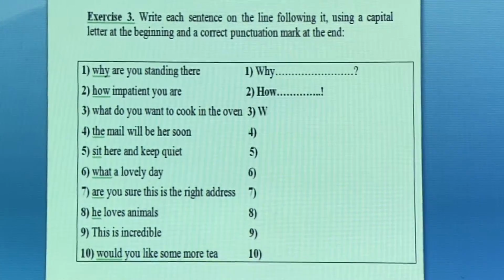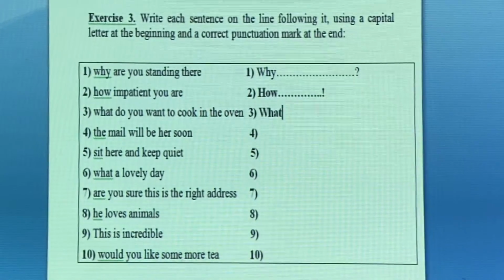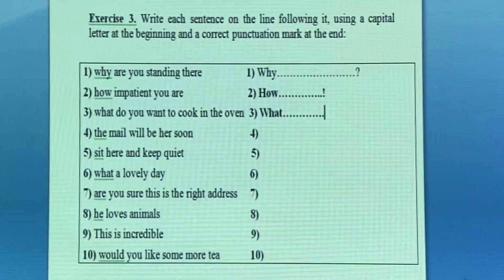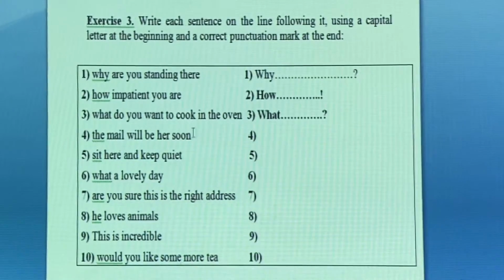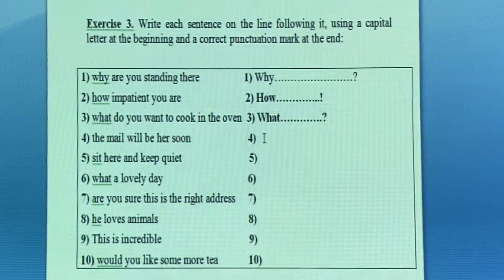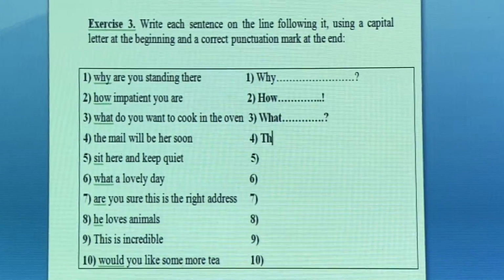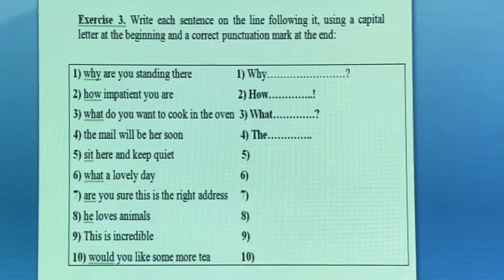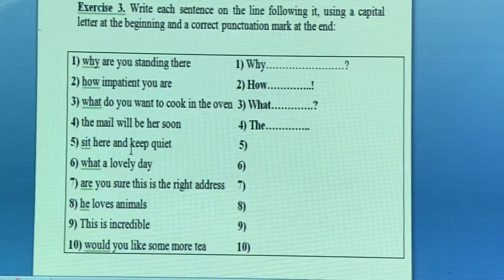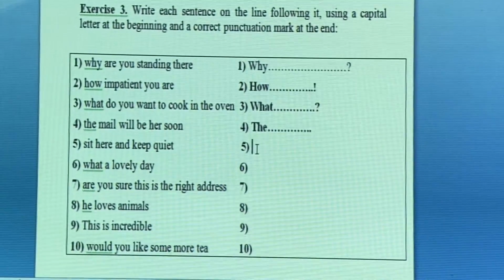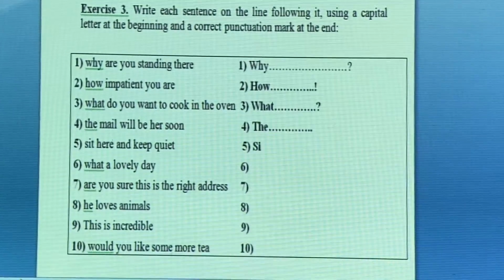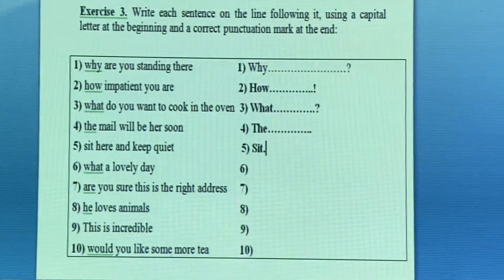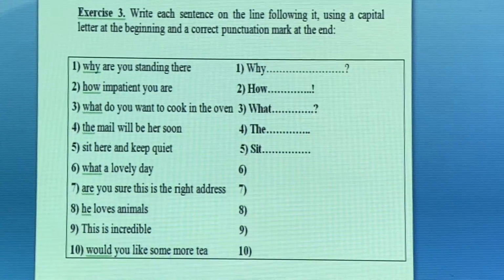What do you want to cook in the oven? We need to capitalize W, and then, because this is a question, in the end we need a question mark. The mail will be here soon, so we have capitalized T for the mail, we write the sentence, and at the end we have just a full stop. Sit here and keep quiet. So this is declarative, capitalize S for sit. Then we write a sentence and finish with a full stop.